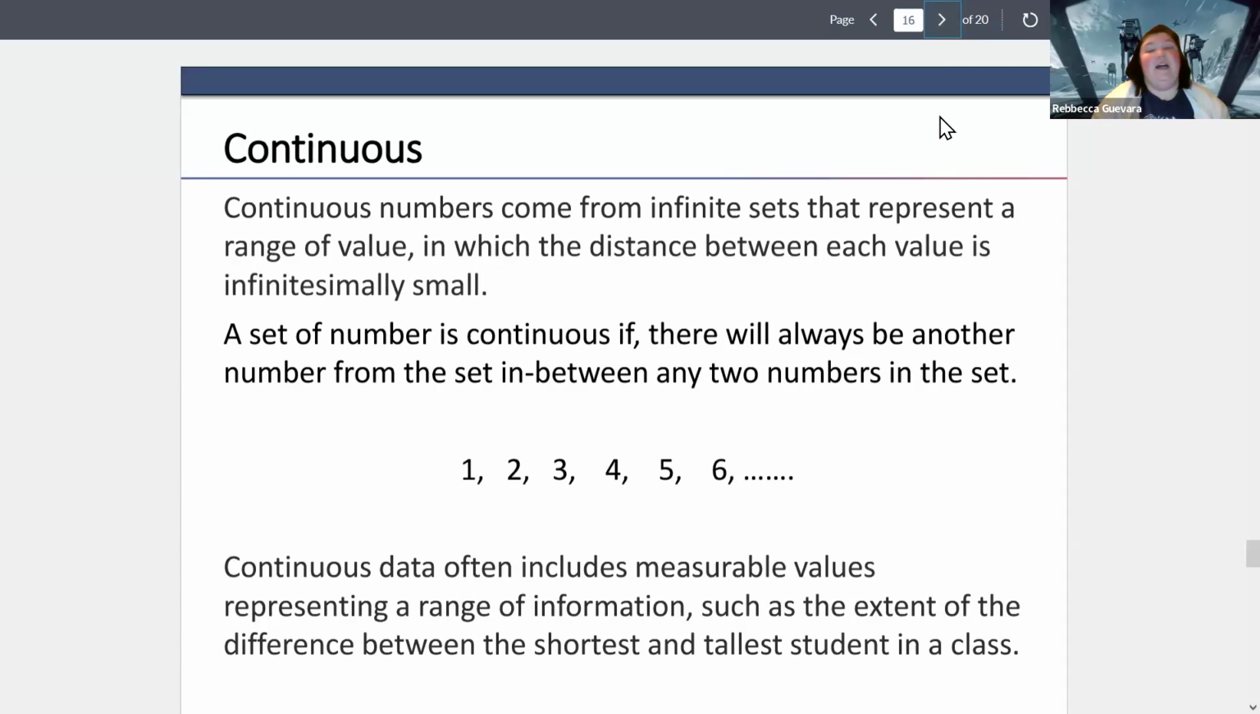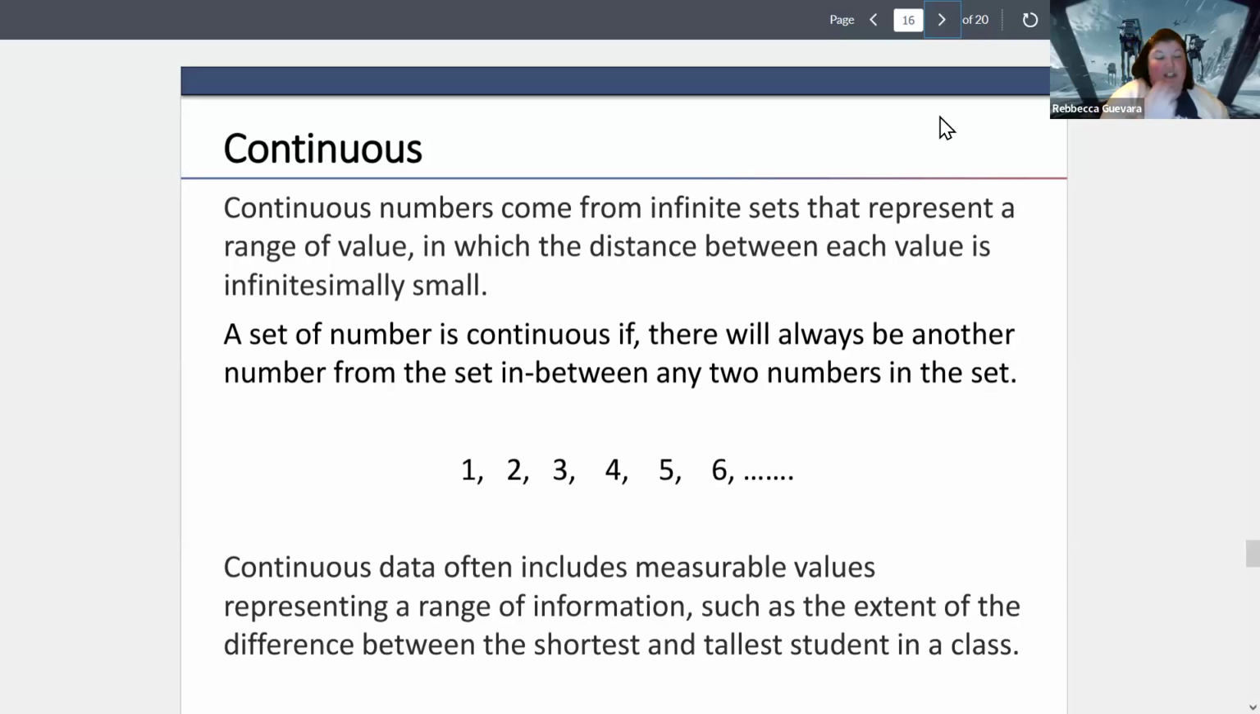Continuous comes from infinite sets that represent a range of values. So they're not countable. Well, not necessarily, that could be part of it, but I wouldn't think about the countability part of this. But like I said, they're numbers that could be represented as a range of values in which the distance between each value is infinitesimally small.